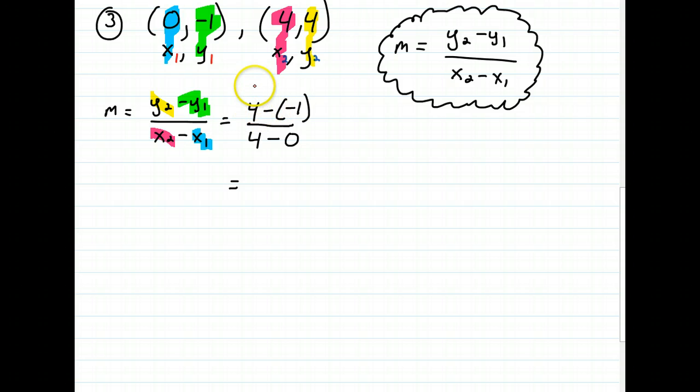So, depending on what your teacher taught you, it's leave, change, change, or change the sign, you add a line. So now this becomes 4 plus 1, which gives us 5. And 4 minus 0 is just 4. And so our slope of the line that goes through those 2 points is 5 over 4. And just leave it as a fraction as long as it's reduced.